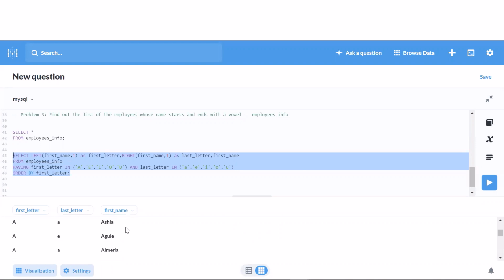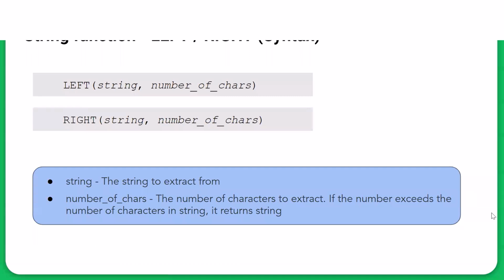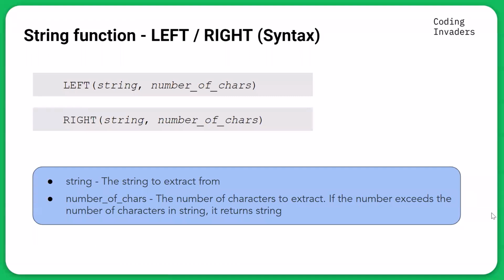So you can solve this question in many ways. This is one of the ways in which we can solve this. Now let us go back and see the syntax of LEFT and RIGHT. This is quite straightforward as we had seen. We use the keywords LEFT and RIGHT, and inside the brackets we have two arguments, which are the string and the number of characters. String is the string which you need to extract the substring from. The number of characters is how many characters you want to extract from that string. If the number of characters exceeds the number of characters in the string, then it will return the complete string.